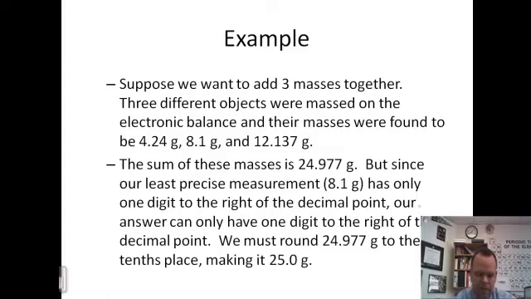We now look for the least precise measurement. This one has 2 places to the right of the decimal. This one has 1, and this one has 3. So we're going to go to the least precise, which is 8.1, which only has 1 number to the right of the decimal. So we need to round our answer so it only has 1 number to the right of the decimal. So we're going to keep the 9, and round based on the 7. That causes us to round up. We end up at 25.0 grams.